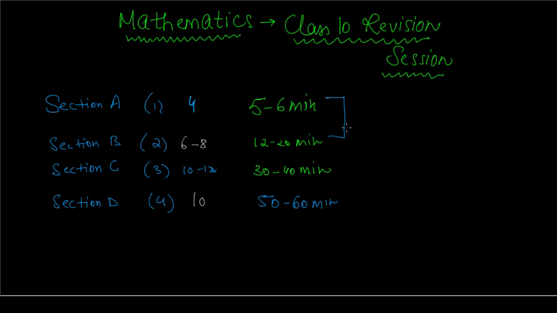What I usually do in my paper, I'll tell you, is I start from D. Then I go to C, then B, then A. You can go in any section order, as long as the questions within each section are attempted in that order. So even if you go from D to A, it's fine. You will get marks and it's perfectly fine.